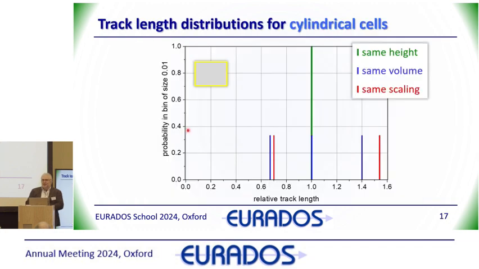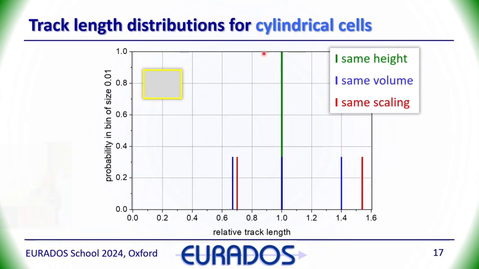So I first show the case that I've not shown on the previous slide. I now assume that the cell is actually cylindrical. If I do a cross-section along the cylinder axis, I see a rectangular cross-section. And the track length distribution in the case of the same height is just here. I mean, everyone has the same height.